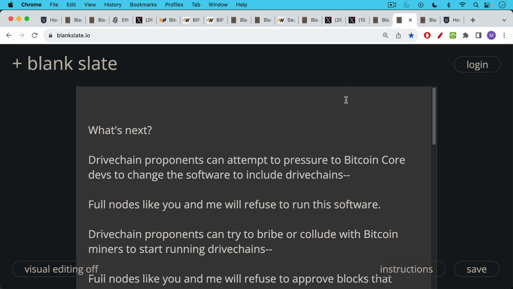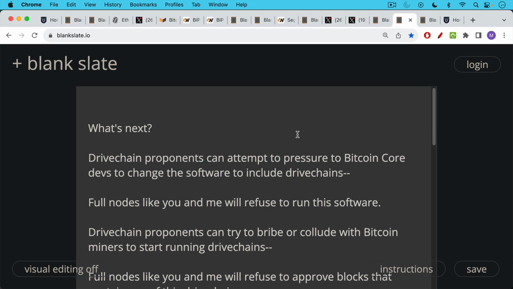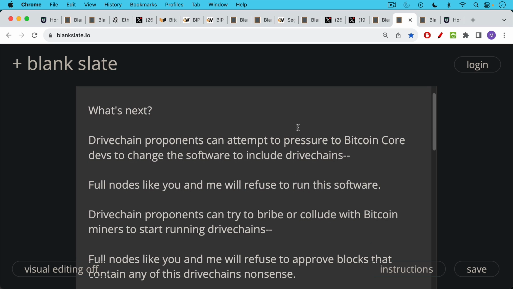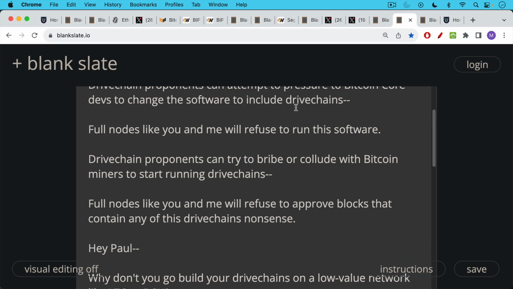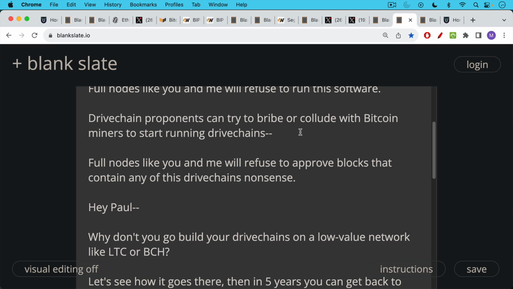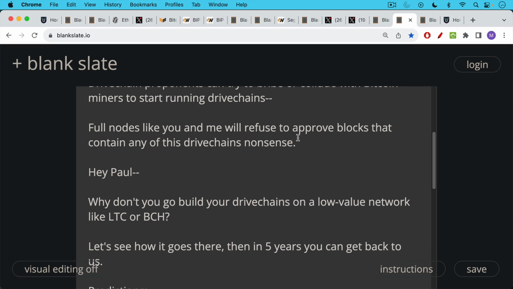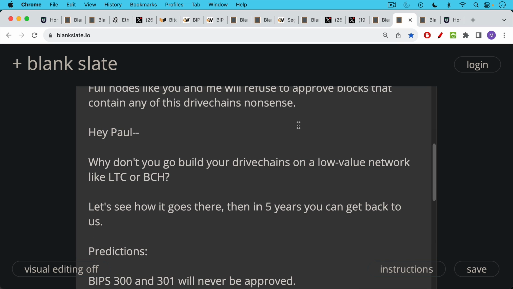So what's next? If this gets ugly, drivechain proponents can attempt to apply pressure to Bitcoin Core devs to try to change the software to include drivechains. They won't do this because they know that full nodes like you and me will refuse to run this changed software. Drivechain proponents could try to bribe or collude with Bitcoin miners to start running drivechains, but what will happen then? Full nodes like you and me will just refuse to approve blocks that contain any of this drivechains nonsense. And I have some advice to Paul Sztorc. Why don't you go build your drivechains on a low value network like Litecoin or Bcash? See how it works there, then get back to us in 5 or 10 years and let us know how it worked, and then maybe we can talk again.